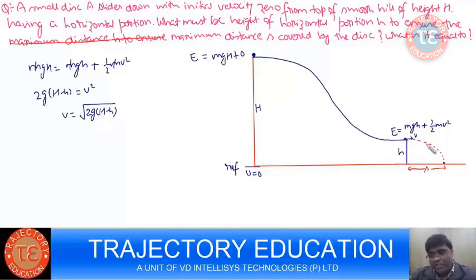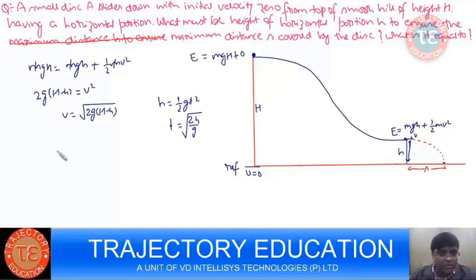And with this velocity it will move. This is the horizontal velocity. It is not going to change. There is no vertical velocity over here. This is a horizontal portion. So what is the time taken by the body to fall to this point? That will be given by half gt square equals h, so t equals the square root of 2h by g. This is the time taken by this disk to fall height h.